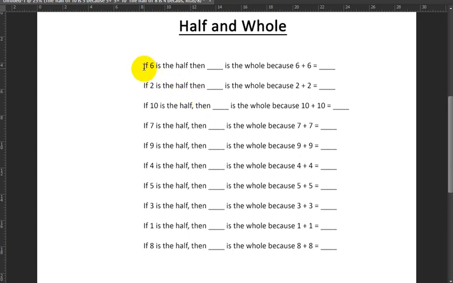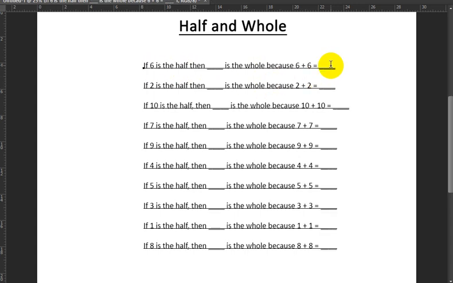So it says here, if 6 is the half, then this number, whatever we put in here, is the whole, because 6 plus 6 gives me what? Well, 6 plus 6 gives me 12. So if 6 is the half, then 12 is the whole.